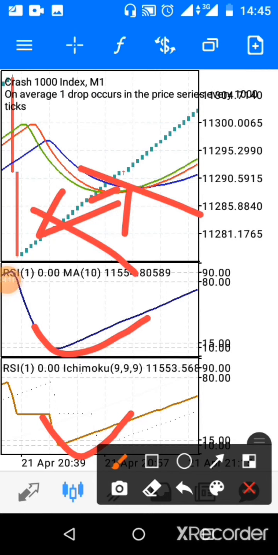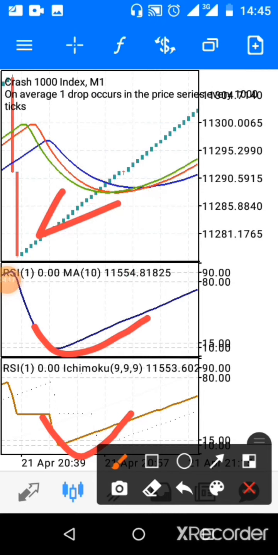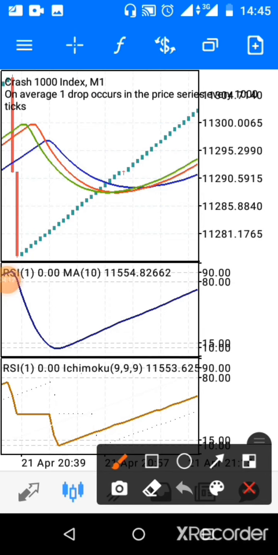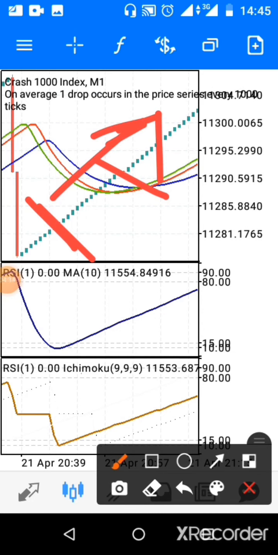Let me show you where our initial entry was. Our initial entry was right there. The most powerful entry was right there, and we only stayed in the market for a maximum of 10 candlesticks with price action, and a maximum of 5 candlesticks using indicators only.